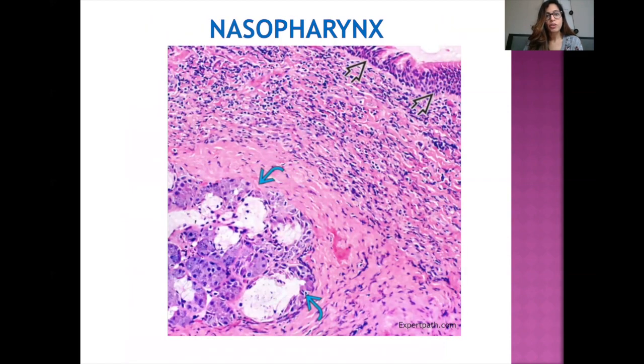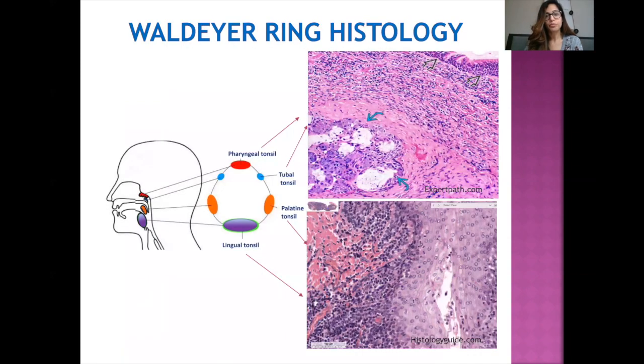And just to complete off the other areas of the pharynx, we've got the nasopharynx, which is differentiated from the oropharynx because it's lined by sinonasal type or respiratory type mucosa. It still has lymphoid aggregates, although not as well formed as you get in the oropharynx. And then again, you get a combination of your acini.